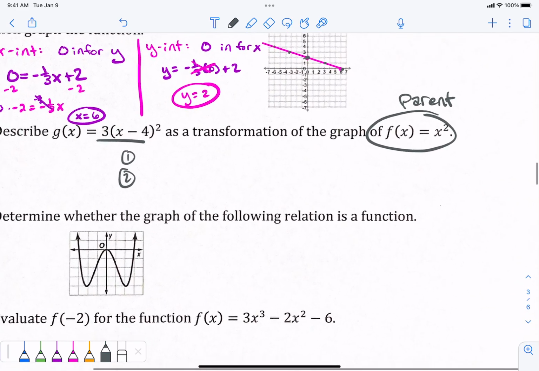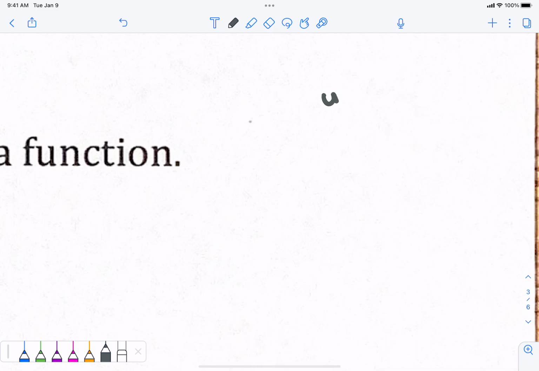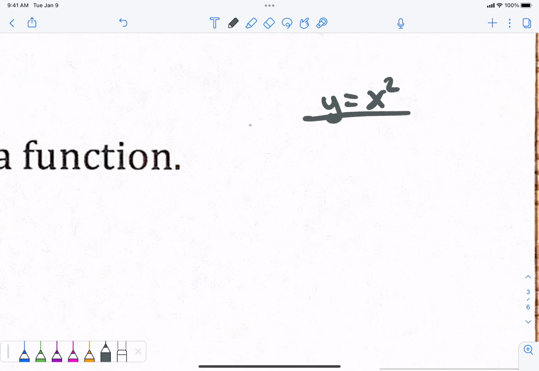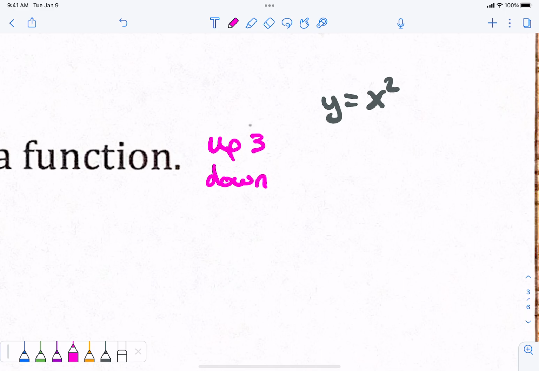Sure, let's write the rules down. Okay, rules over here. Let's say we have y equals x squared as my parent function, which is what it was up here. And let's say I want to go up 3, and then down 4, and then left 2, and then right 5. Let's see what those look like.